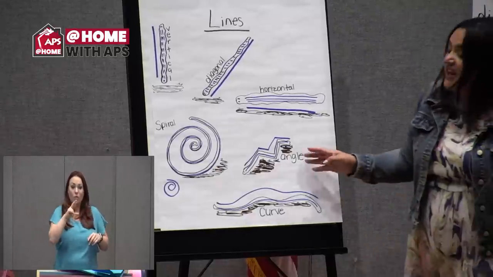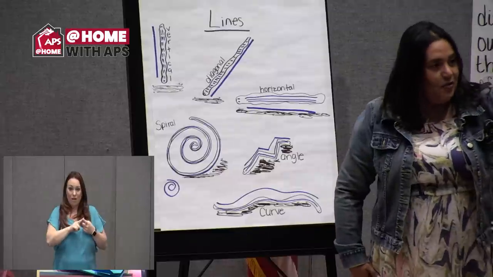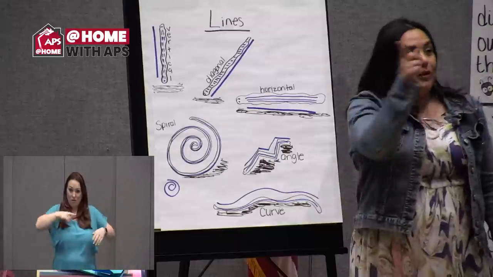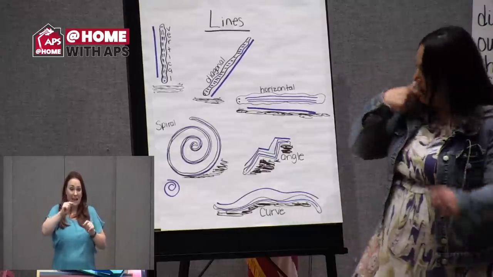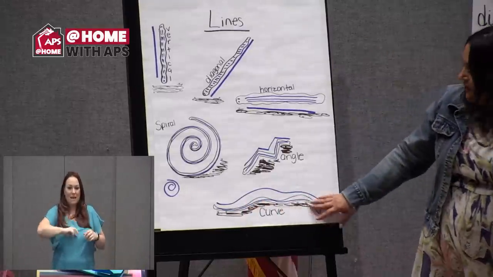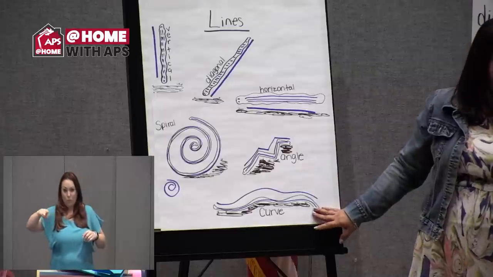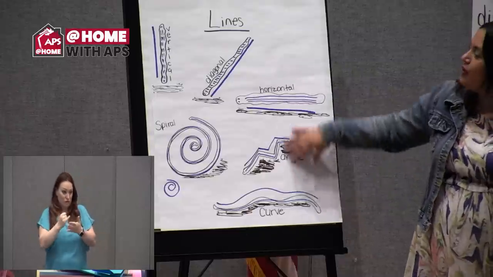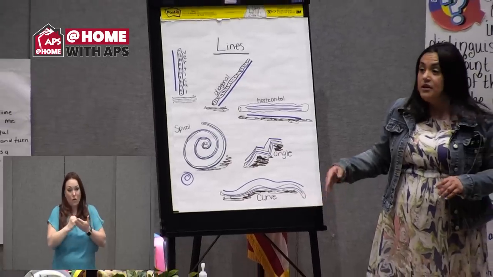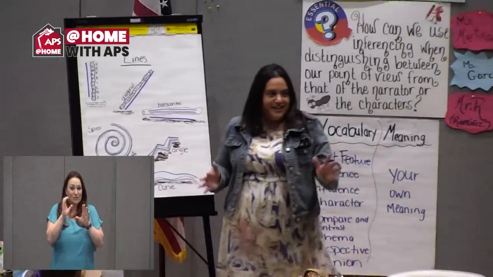Got it. But guess what? He can also wiggle in an angle. Okay. Here's an angle. Got it. And he can also spiral and wiggle around into a big old spiral. I love spirals. Those are my favorite. Yeah, and curves. We can't forget about curves when we're drawing our lines. So these are all important when we're thinking about different lines with our artwork, our drawings, creations, building, imagination.